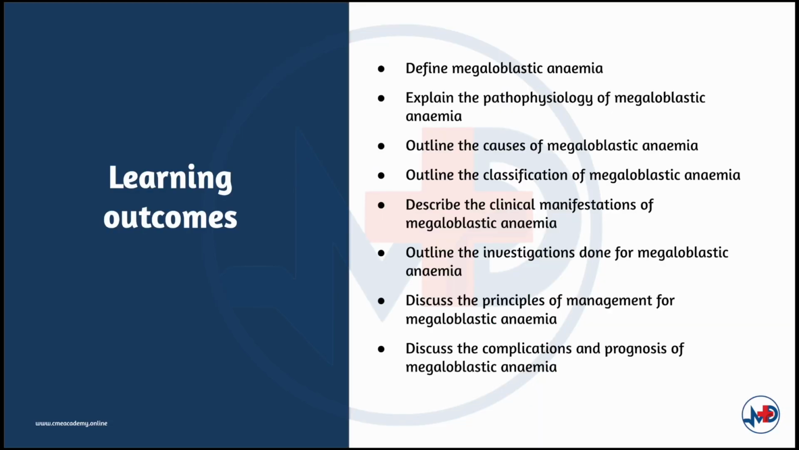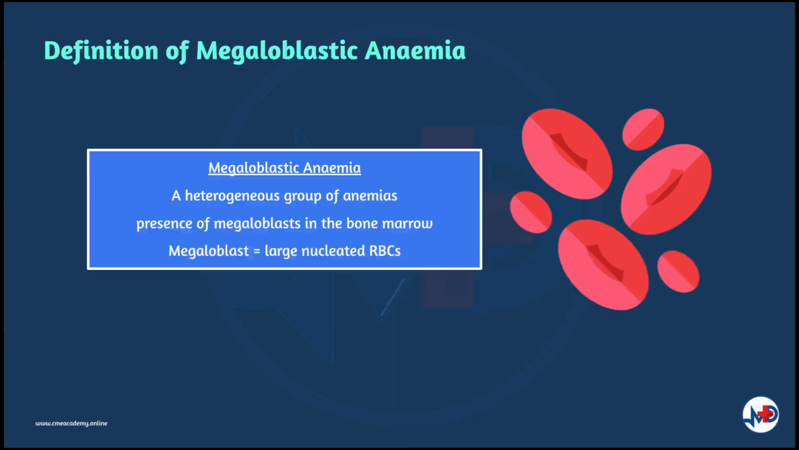By the end of this topic, you should be able to define megaloblastic anemia, explain the pathophysiology of this type of anemia, outline the causes of megaloblastic anemia, outline the classification of megaloblastic anemia, describe the clinical manifestations, outline the investigations that can be done, discuss the principles of management and the complications as well as the prognosis of megaloblastic anemia. Let's get started. Let's begin by defining what is megaloblastic anemia.